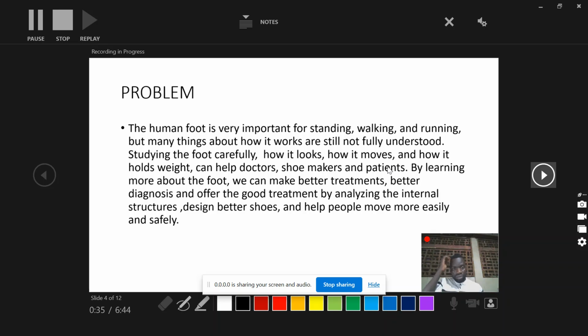So the doctors can make better treatments through better diagnosis and offer good treatment by analyzing the internal structures. So for the shoemakers, they can design better shoes which can help them move easily and safely.